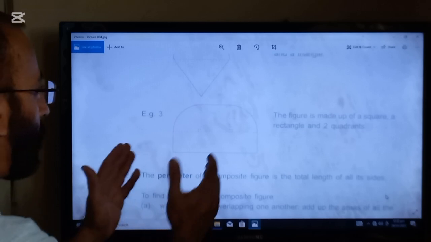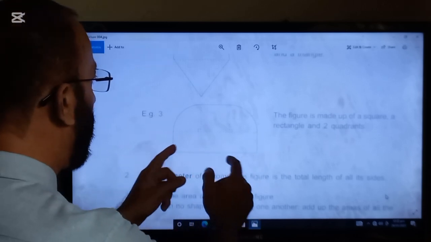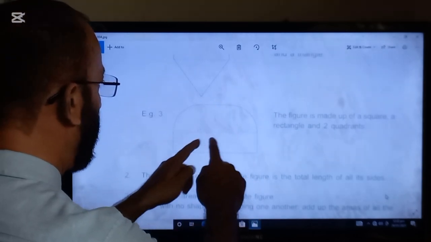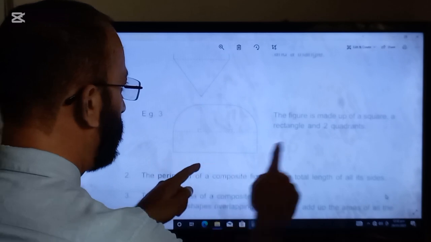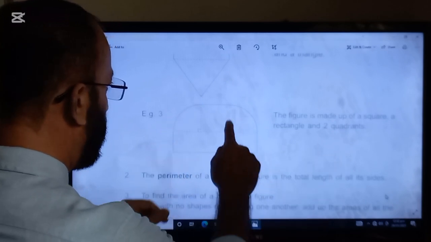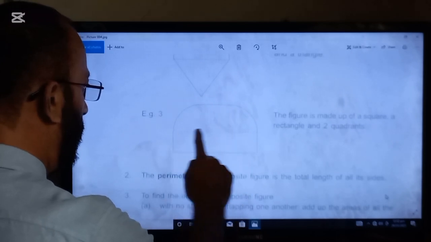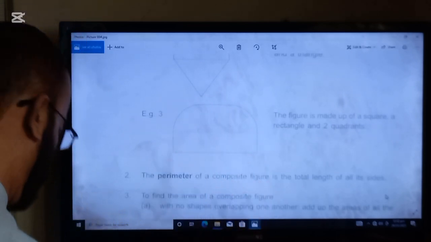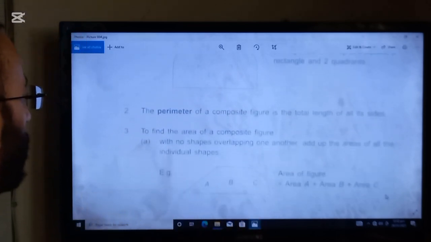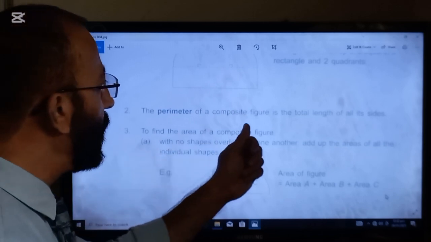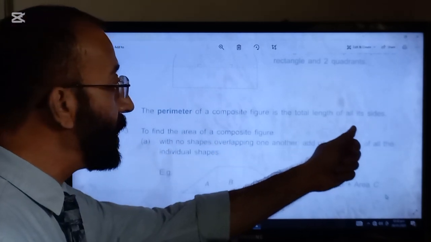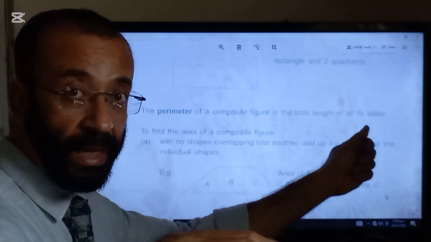Here is another composite figure. This is made up of a square, a rectangle, and two quadrants. This and this are the quadrants. Here is a square and here is a rectangle. The perimeter of a composite figure is the total length of all its outer sides.